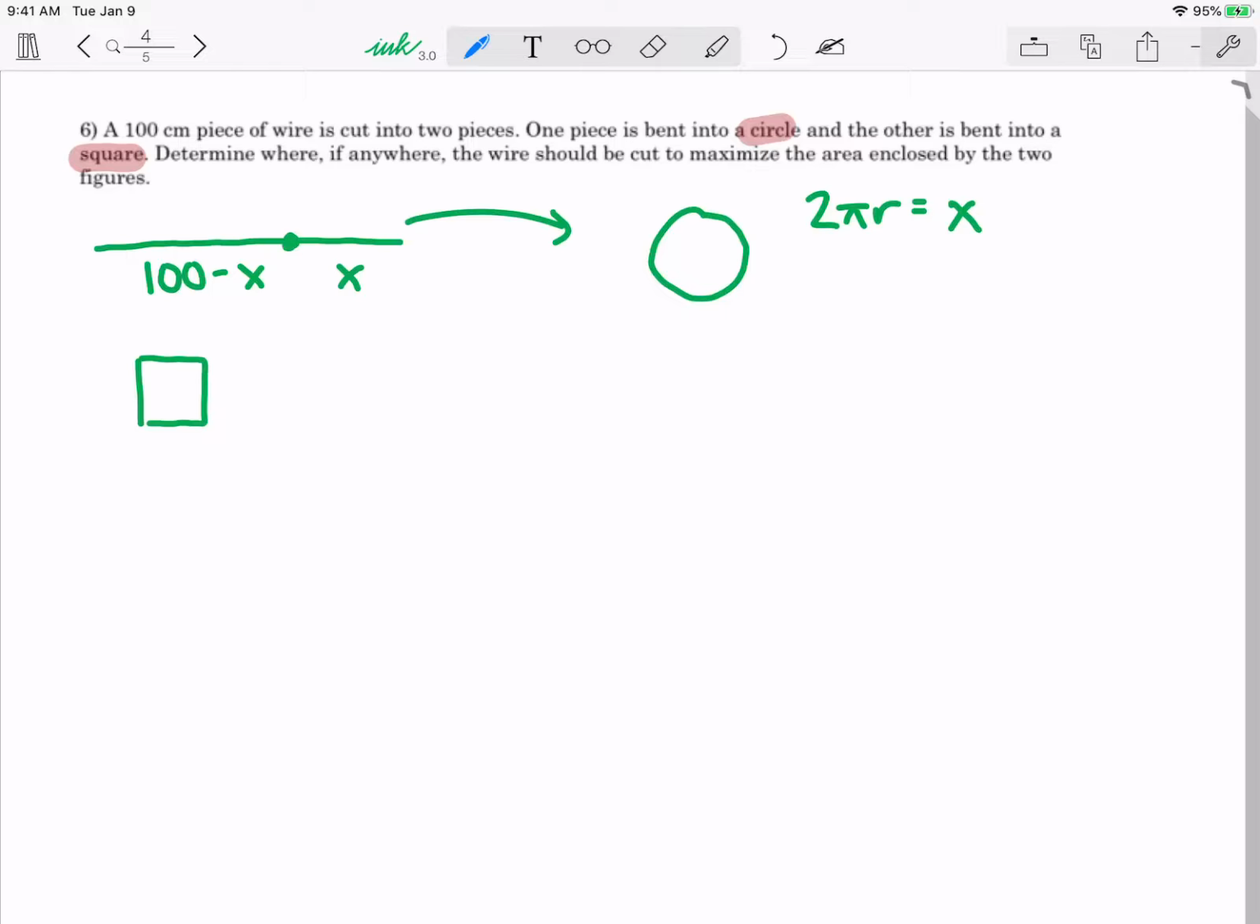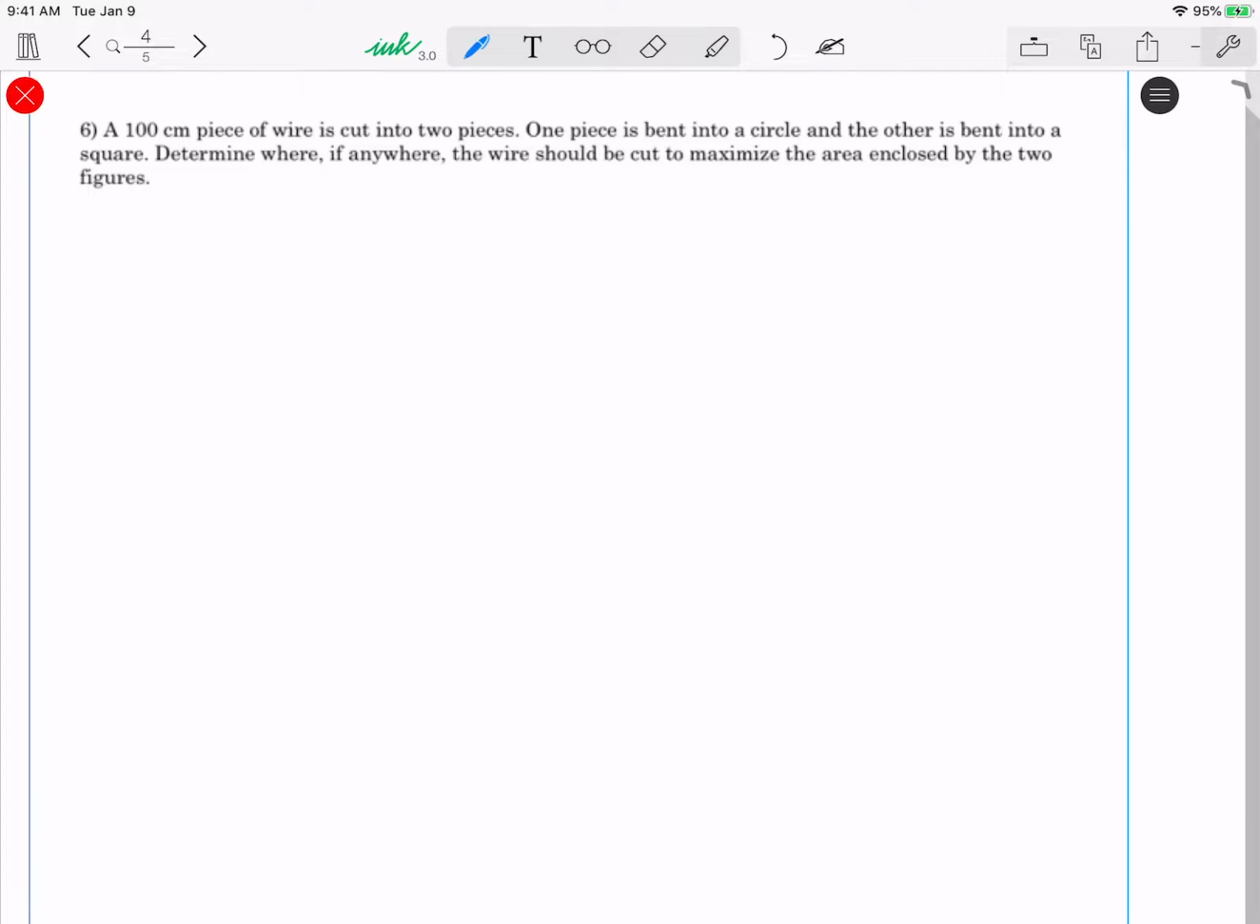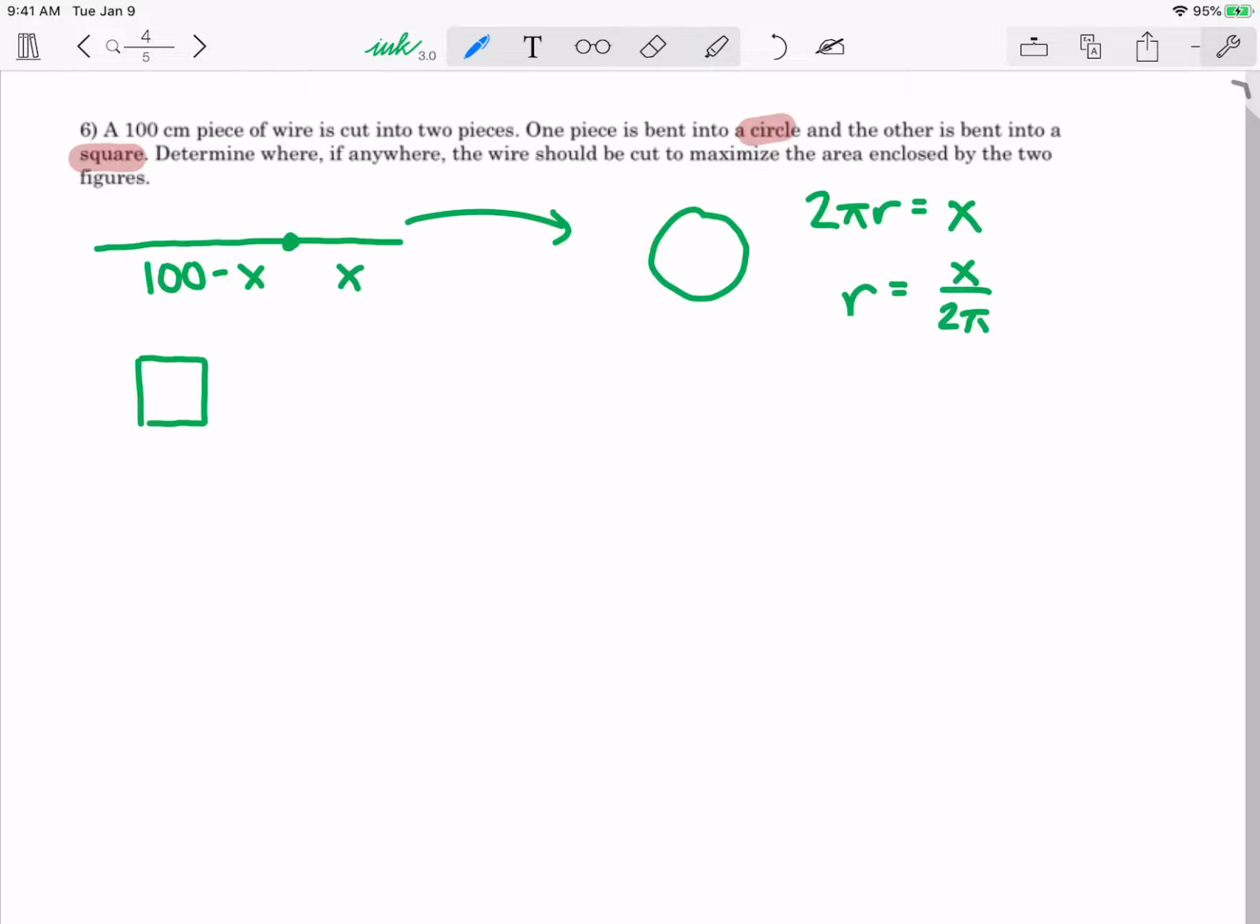Now ultimately, I'm going to want to have everything in terms of x. So I'm going to write r equals x over 2 pi. Okay, this is going to be key. I'm going to box it. And I don't know what just happened there, so I'm going to try to box it again. There we go.